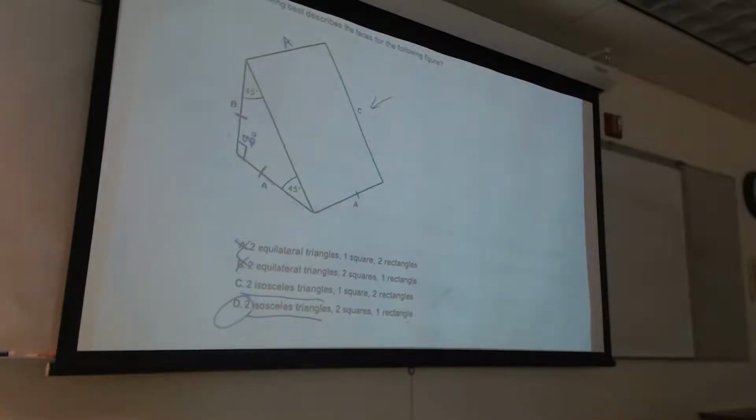Equilateral is a triangle where all the sides and all the angles are the same. Isosceles has 2 sides or 2 angles the same. You're welcome.